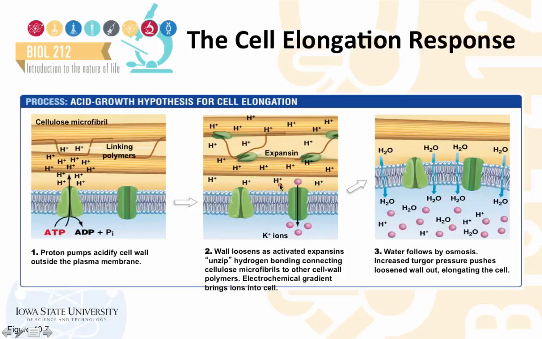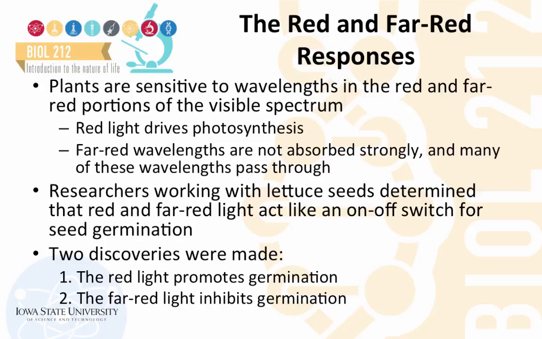Also, potassium ions enter the cell through potassium ion channels, in addition to other substances like sugars, which lead to the increased uptake of water by the cell, resulting in higher turgor pressure. This pushes the loosened cell wall out, elongating the cell. Now that we've looked at the blue light response in plants, let's discuss the effect of red and far red light on plants. Plants are also sensitive to wavelengths in the red and far red portions of the visible spectrum.